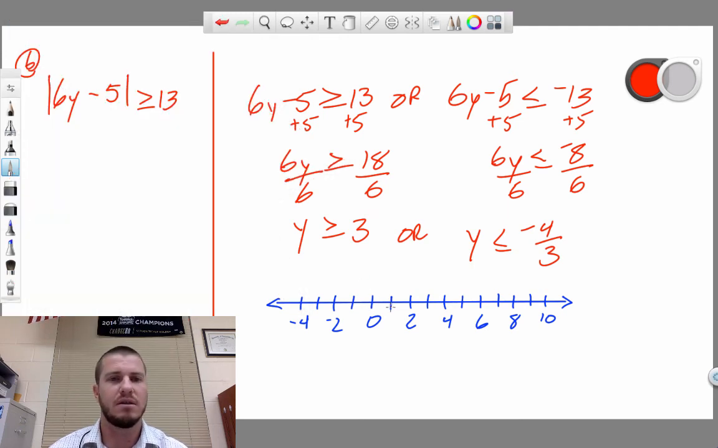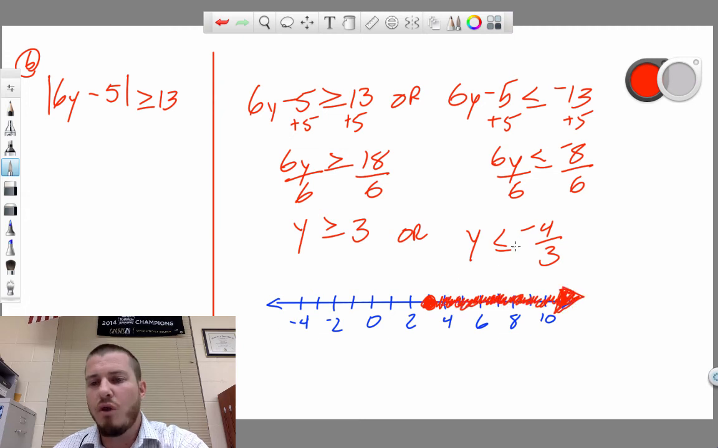So when I graph this, so y is greater than 3. That's going to be here. It's equal to, so I'm going to fill it in. Greater than is going to be going to the right. Negative 4/3, where is that on the number line? Well, it's on the negative side, and 3 goes into 4 once. 1/3 is remaining, so it's going to be about 1/3 between 1 and 2, and that's going to be closed.